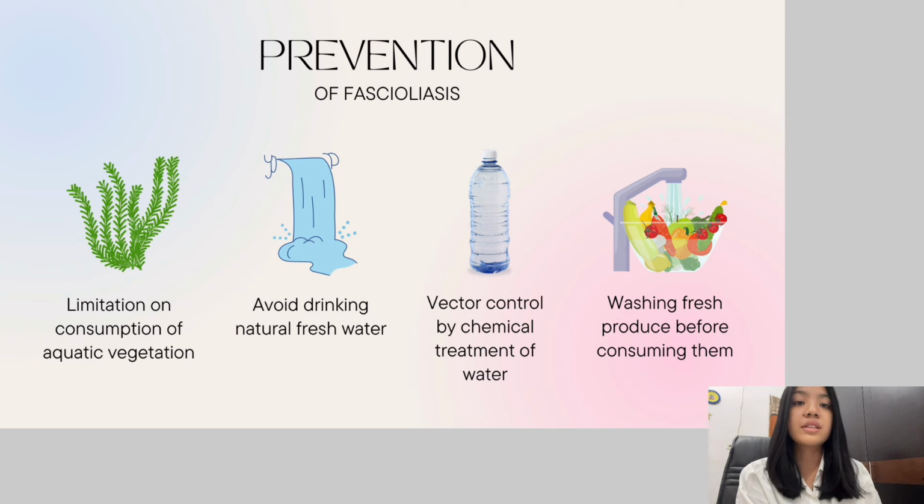taken into consideration. And the danger of acquiring fasciolitis by imported foods or chewing plants from endemic countries should be emphasized. So, limiting consumption of aquatic vegetation, vector control by chemical treatment of water, avoiding drinking natural fresh water, and washing fresh produce such as vegetables and fruits before consuming them are the ways to prevent fasciolitis.